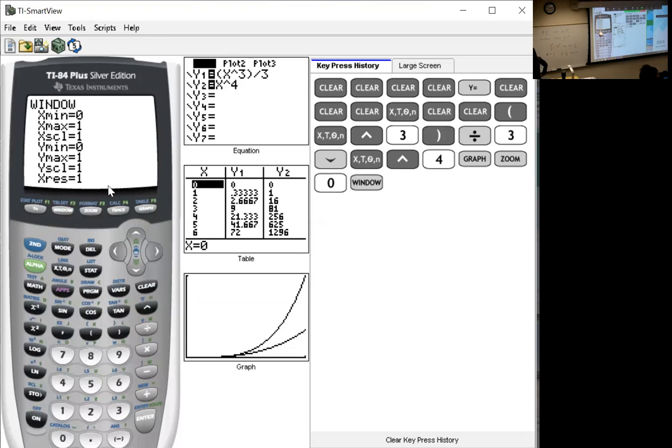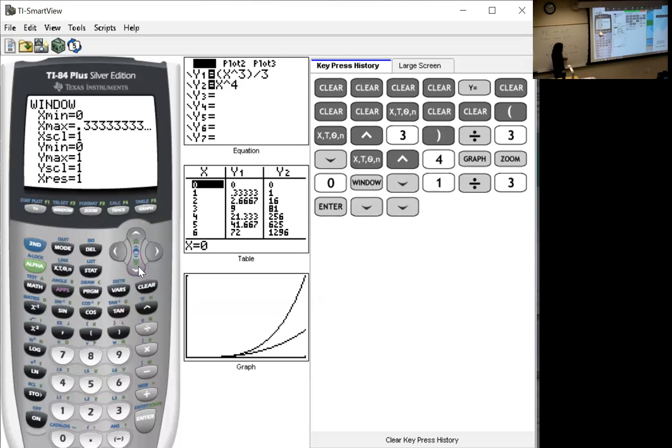Well, forgot to adjust the window. Well, maximum value is going to be 1/3 for x because that is our point of intersection. Why not stop at 1/3? The maximum value of y in this case, well, I have 1/81, that's about 0.013. I'm going to set it at 0.015. Good. Maximum value.